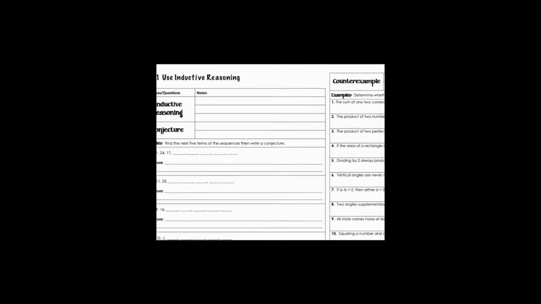We're going to be talking about inductive reasoning today. So inductive reasoning is being able to make a conclusion based on observations or patterns. So we're just going to fill that in for our notes. So make a conclusion based on observation or pattern.